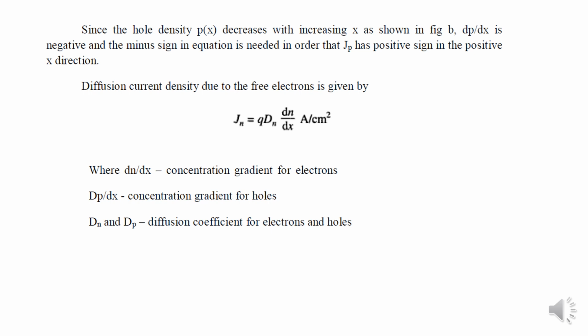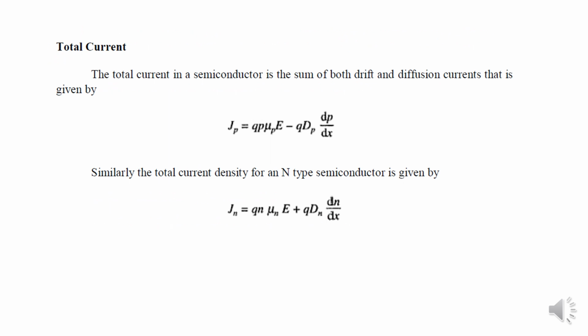Therefore, the diffusion current due to free electrons is given by this equation, where dn/dx is the concentration gradient for electrons, and dp/dx is the concentration gradient for holes, and Dn and Dp are the diffusion coefficients for electrons and holes. And the total current in the semiconductor is the sum of both the drift and diffusion currents, given by this equation. Similarly, the total current density for the n-type semiconductor is given by this equation.